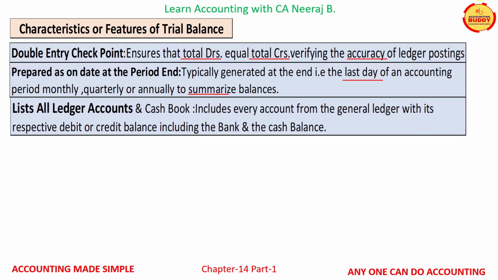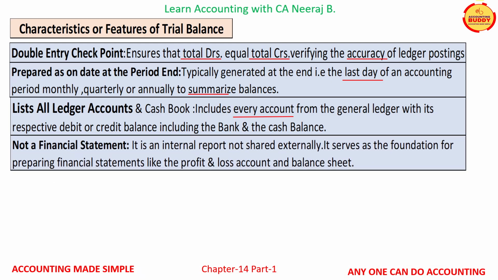Trial balance lists all ledger accounts and cash book balance. It includes every account from the ledger with its respective debit or credit balance, including the bank and the cash balance. Trial balance is not a financial statement, it is an internal report not shared externally. It serves as the foundation for preparing the financial statements like profit and loss account and balance sheet.